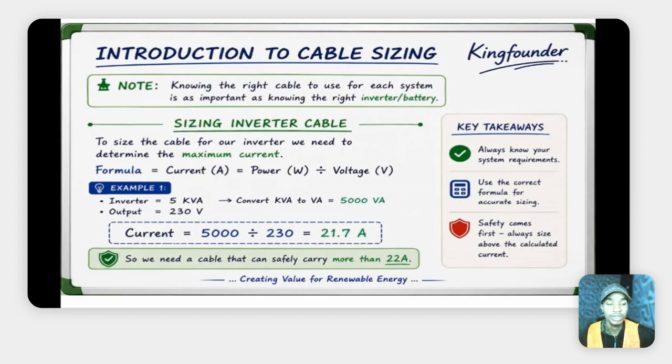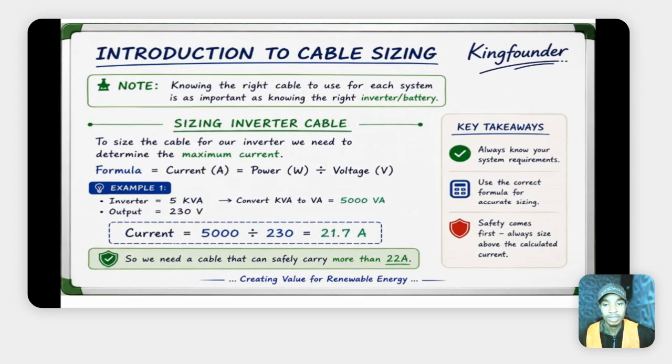For example, if we have a 5 kVA inverter, we have to convert that 5 kVA into VA, that is 5,000 watts. Each inverter gives us an output of 230 volts, and the calculation is 5,000 divided by 230. That will give us 21.7 amps. So we need a cable that can safely carry more than 22 amps. That will determine our inverter cable.